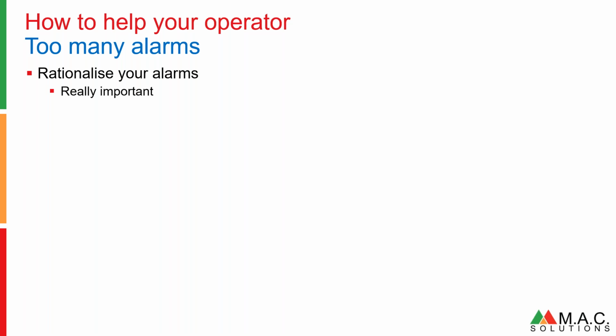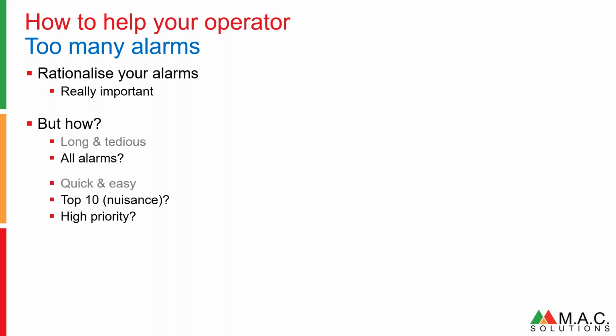At the start, I said one of the things that you need to potentially address is the number of alarms, the total alarm load. And this is really important to make sure you have the right number of alarms at the right time. Not too many alarms, just the alarms that are required to run your plant safely and effectively. But how long will that take to rationalize your alarms? It could be a long and tedious process. And do I have to do all the alarms? It's a question I get often asked. I don't have to do all the alarms, do I? I'll just do the top 10 nuisance alarms. I'll just do the high priority alarms.